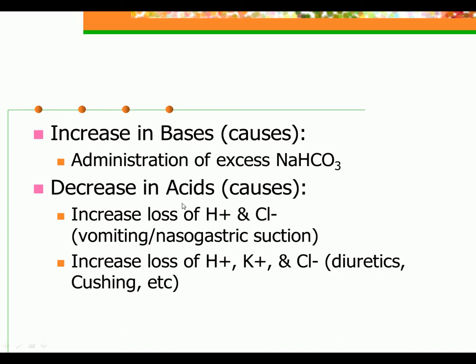Decrease in acids. Increased loss of hydrogen ions and chloride through vomiting, nasogastric suctioning. Well, how can that happen? Just the opposite of what you're thinking. If someone's vomiting, they're getting rid of, remember the normal pH in the stomach is acidic. So I'm getting rid of that. I'm decreasing those acids. So I'm going to lean towards metabolic alkalosis as a result of that. So you always have to think about the pH of that environment that you started with and what it's going to result in. Increased loss of hydrogen ions, potassium, and chloride through diuretics, Cushing's syndrome. Some of those things could also decrease the acids.